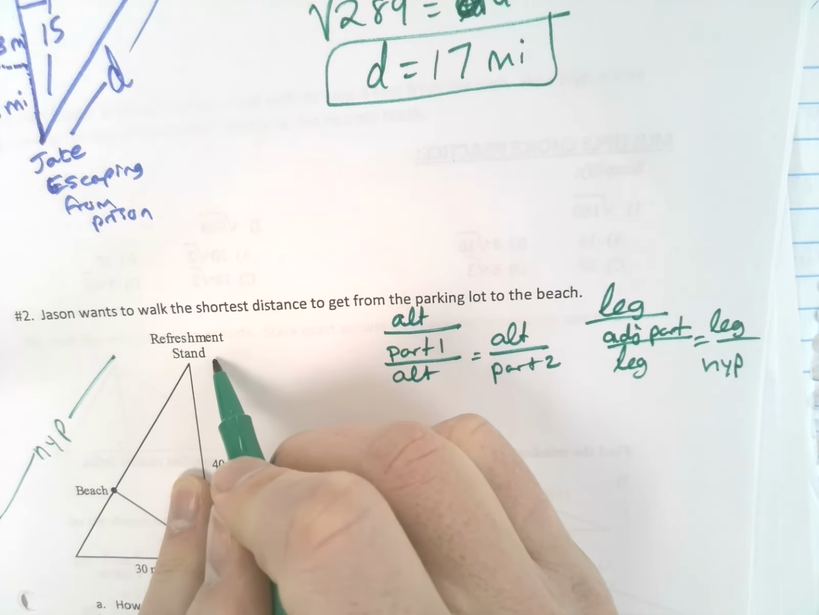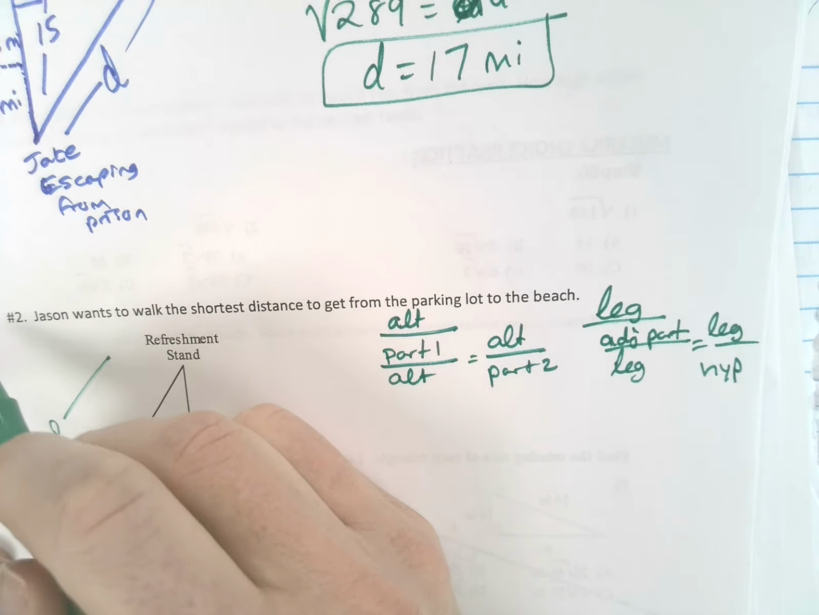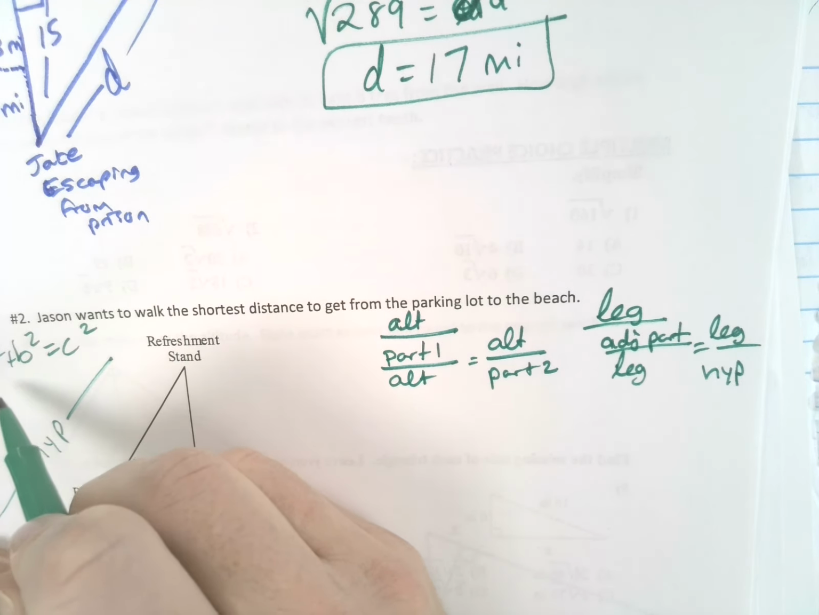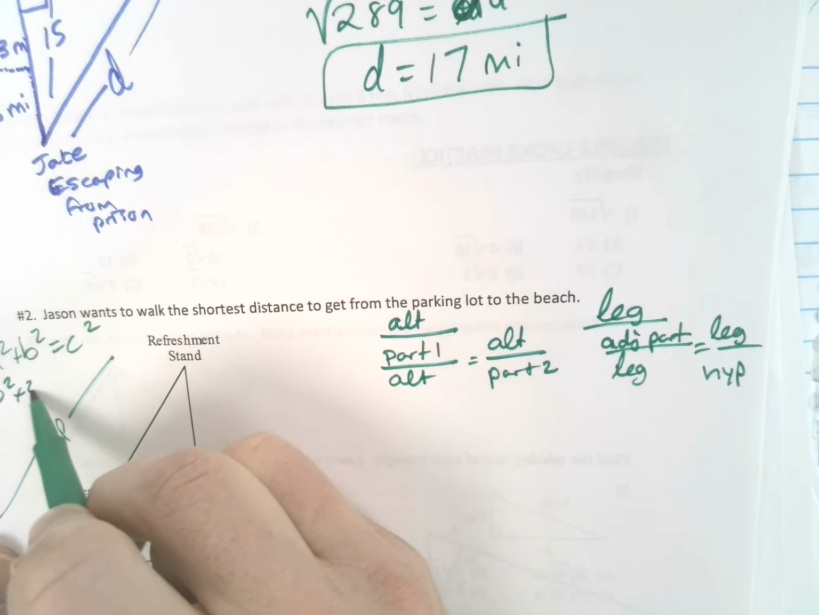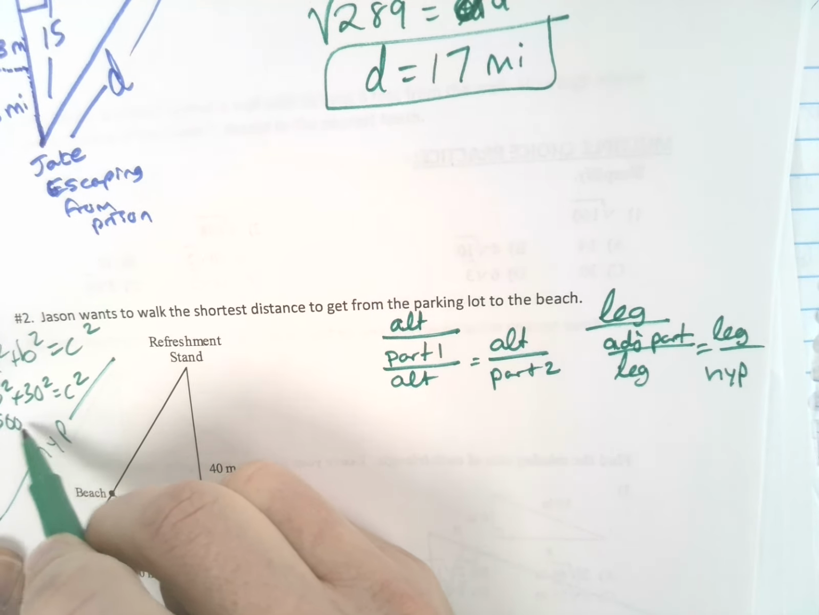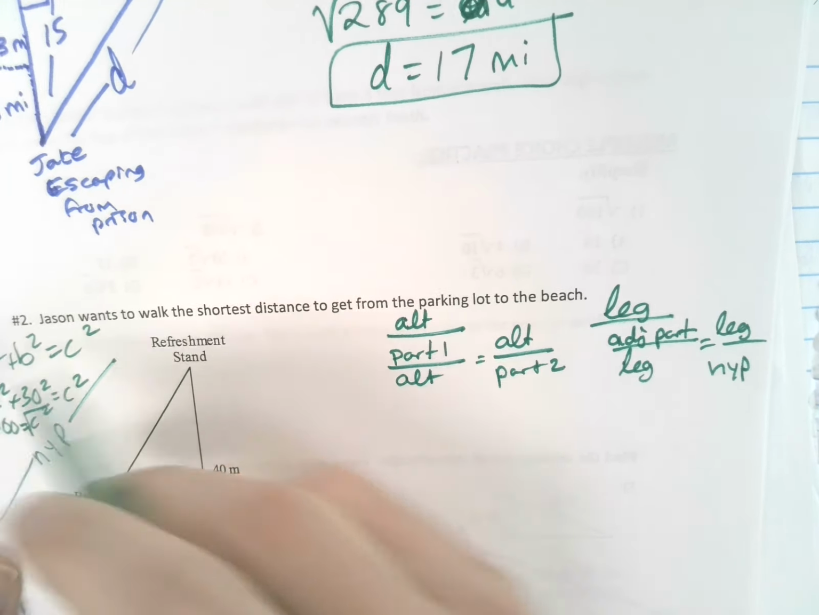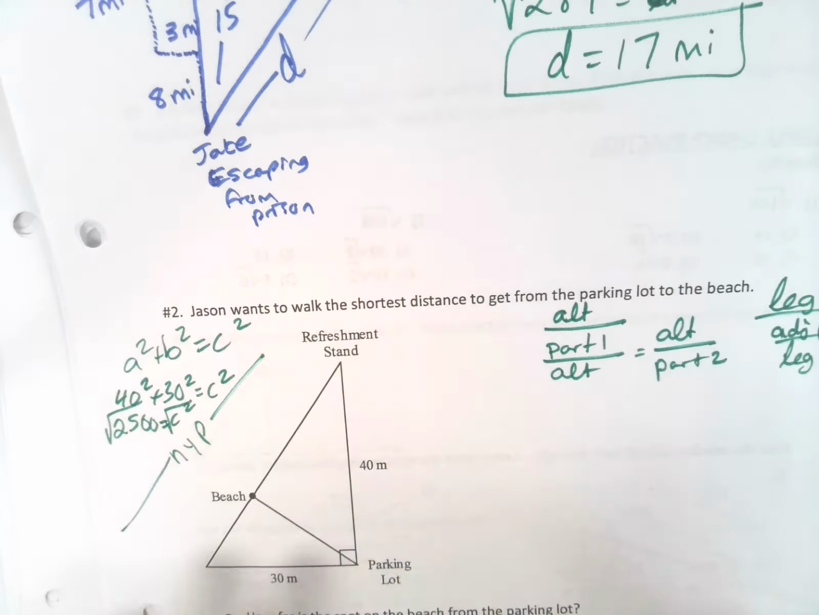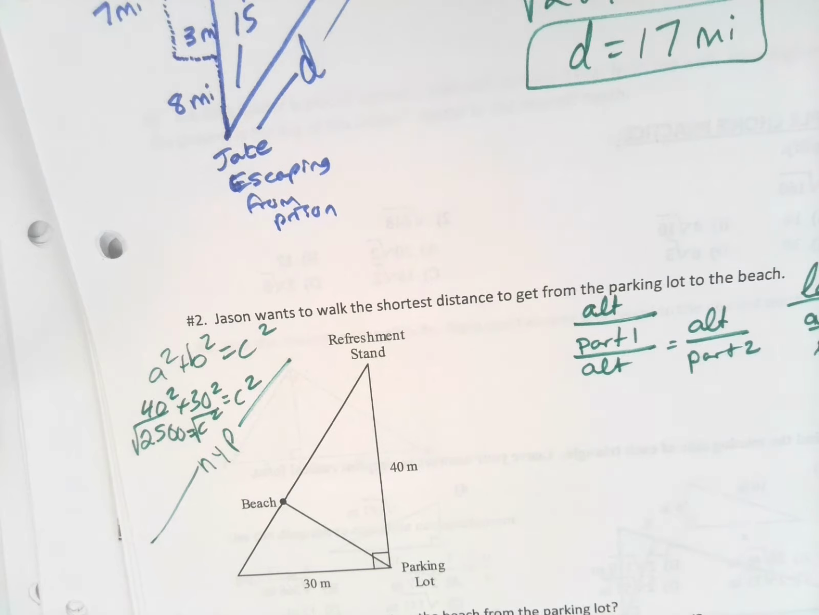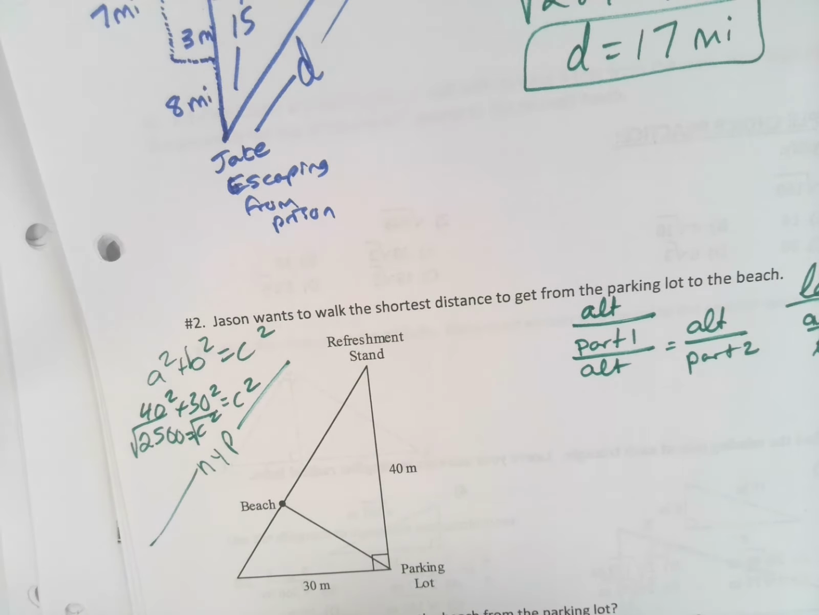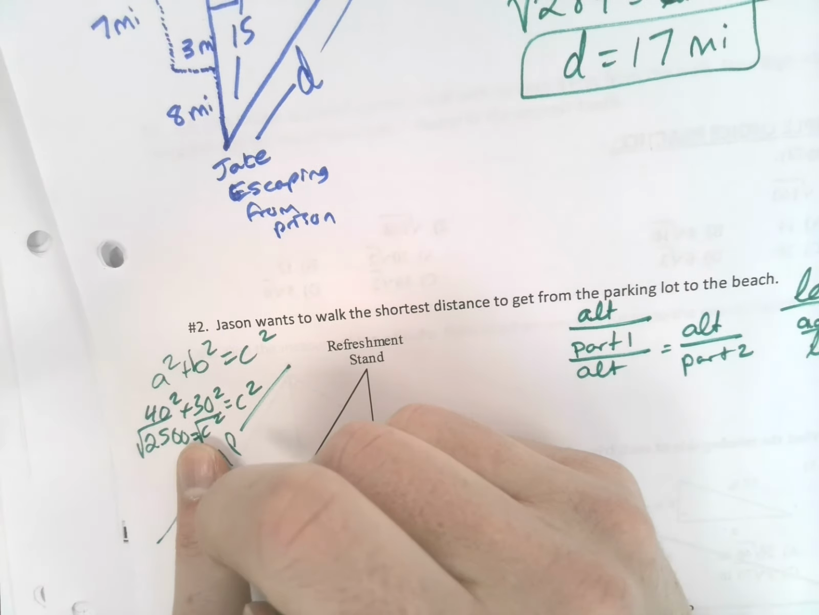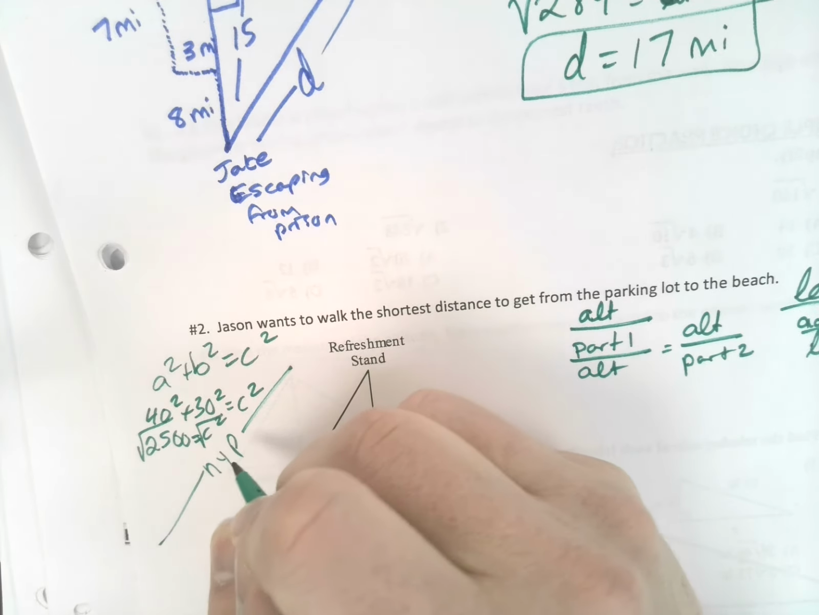So I'm actually going to do this over here. Give myself some room. And I think we should get a nice answer when you take the square root of 2,500. I think it's a perfect square. 50 meters.